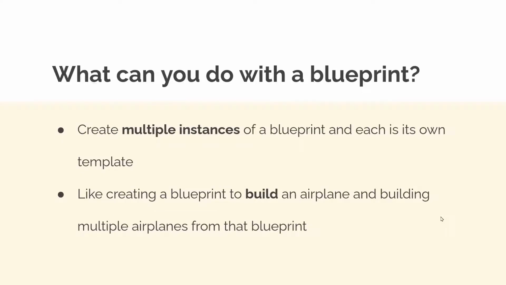What can you do with a blueprint? Well, you write a blueprint and then you can actually use it multiple times. So I can create one blueprint called coin to represent a coin, and I can then have a visual aspect to the blueprint, which is one coin, but then I can put multiple instances of that coin throughout my level or throughout my world. So I can use the same blueprint but multiple times.